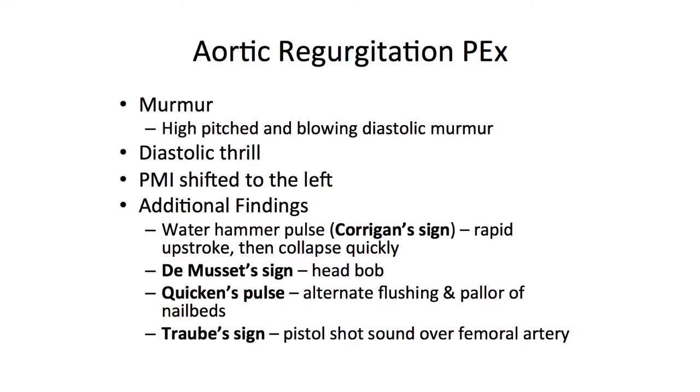Some additional findings include the water hammer pulse or Corrigan's sign, which kind of resembles a rapid upstroke and then a quick collapse when you're feeling the pulse. You may also see de Musset's sign, which is a head bob. Another finding may be Quincke's pulse, where there's alternating flushing and pallor of the nail beds. And finally, you may see Traube's sign, which is a pistol shot sound over the femoral artery.